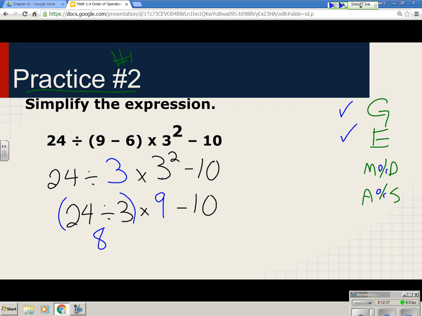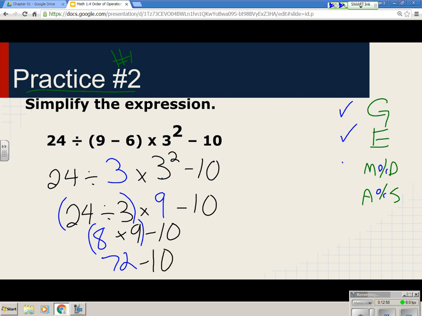And then what do we do with the rest? We bring it down. So now we have times 9 minus 10. All right, we still have one more multiplication or division problem. That's 8 times 9. So we have to do that first. And that gets you 72. And then you can bring down the minus 10.